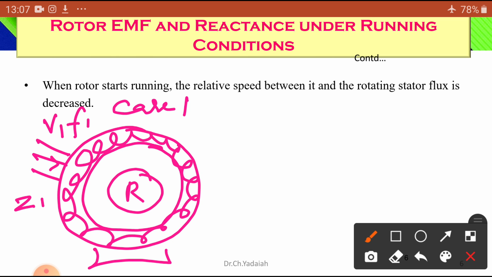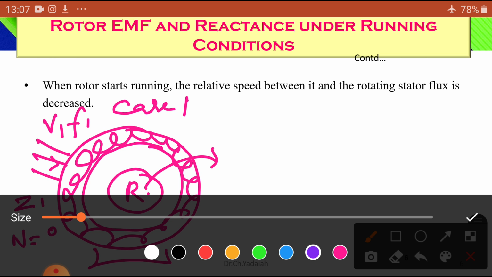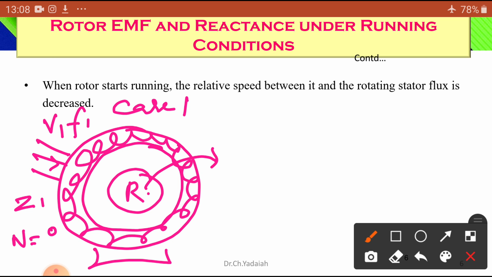Now the rotor: in this condition the rotor speed is locked, so n, the rotor speed, is equal to 0 at standstill condition. The similar parameters here are EMF induced E2, frequency F2, and impedance Z2. At standstill condition the rotor acts as the secondary of a transformer, and the stator acts as the primary. This is Case 1.